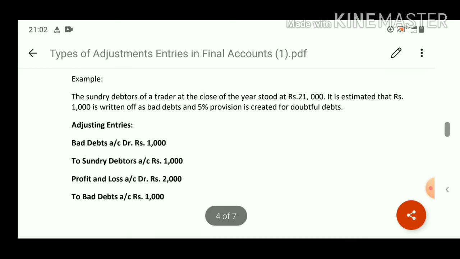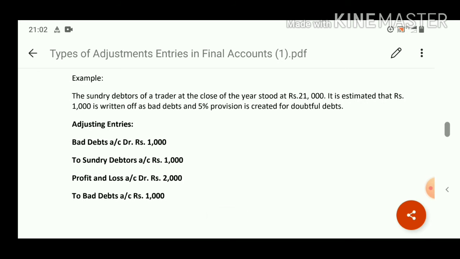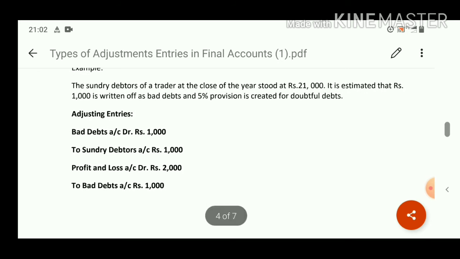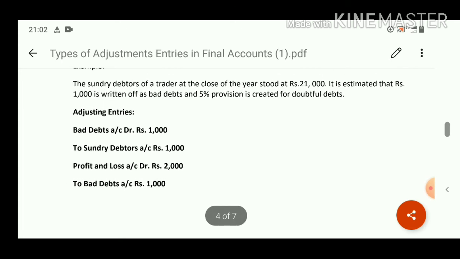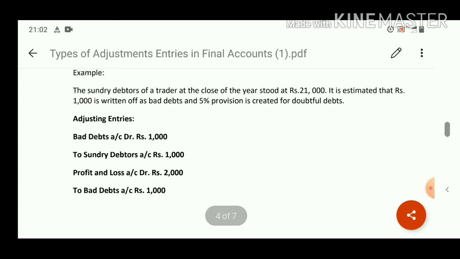Let's take the example. The sundry debtors of a trader at the close of the year stood at rupees 21,000. It is estimated that rupees 1,000 is written off as bad debts and 5% provision is created for the doubtful debts.